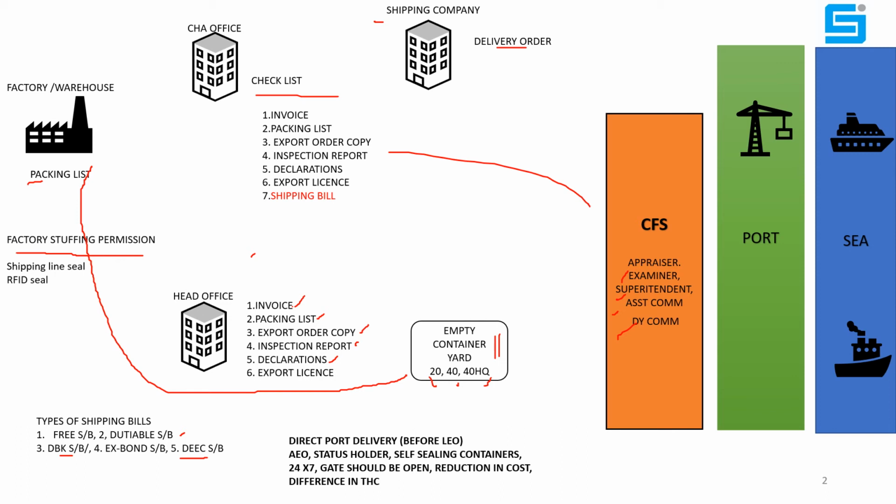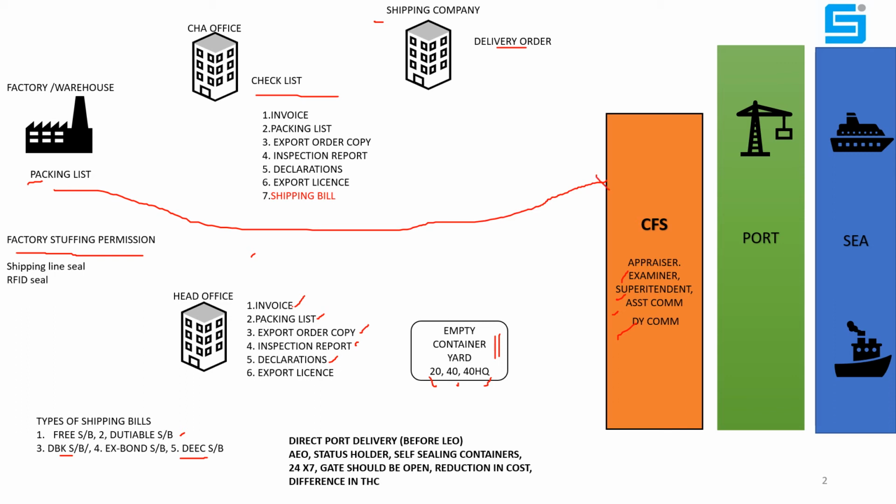Now let's understand the direct port delivery. I told you, once the container is stuffed at the factory, it will directly come to the CFS. It will be put here. The CHA boy will bring all the documents here to the CFS, where all the customs officers are sitting. The customs formalities will be completed here. Still the container will lie here. It will be placed here.